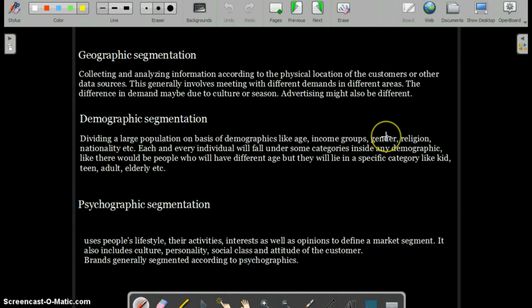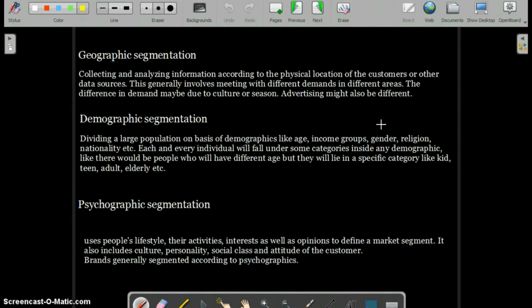There could also be gender segmentation, as with the issue of religion and alcohol and all. And you might want to satisfy all different genders as well. If you're making clothes and dealing with only men's clothes, you might also deal with women's clothes as well as small kids' clothes. And the basic thing is that each and every individual will fall under some category inside any demographic. It can either be male or female, or transgender. There has to be something.